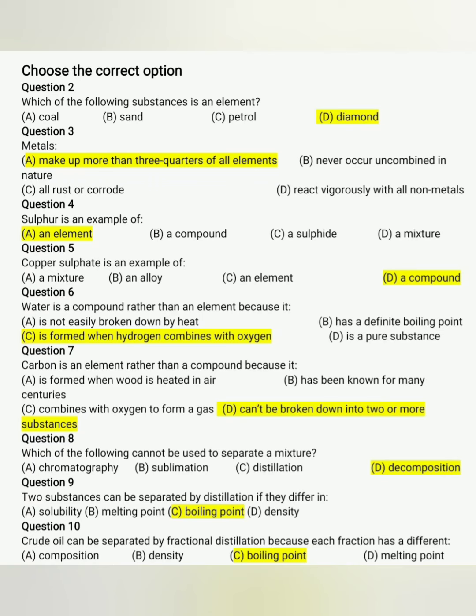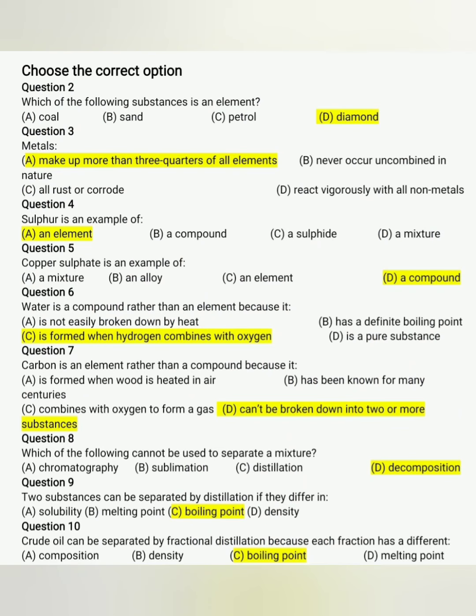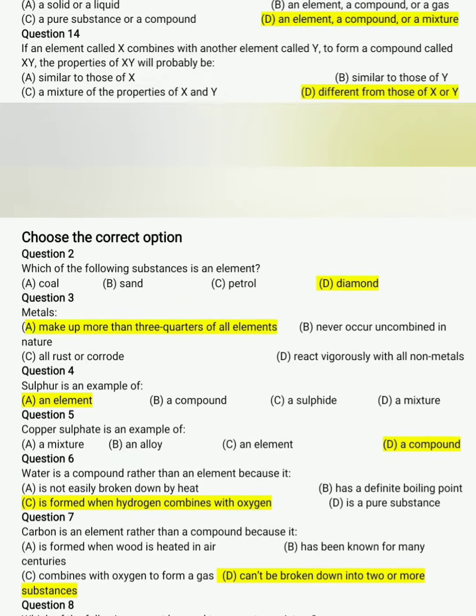or more substances. Question number 8, which of the following cannot be used to separate a mixture? Decomposition. The rest I have taught you. I haven't taught you decomposition because it is not a separation technique. Question number 9, two substances can be separated by distilling if they differ in their boiling point. Question number 10 is, crude oil can be separated by fractional distillation because its components have different boiling points.